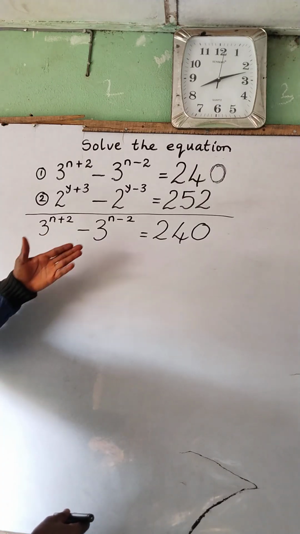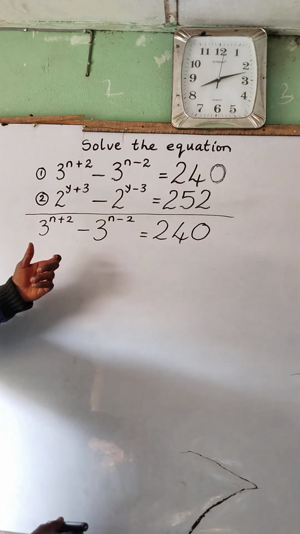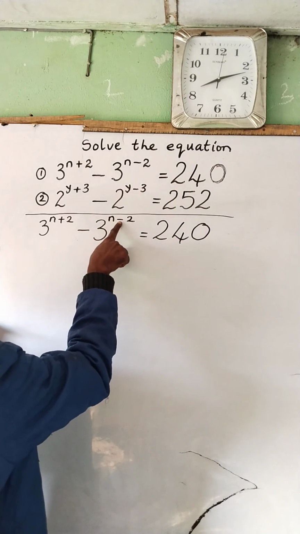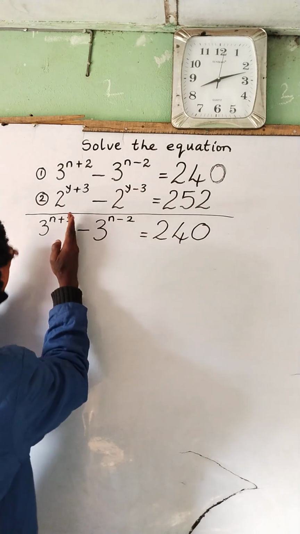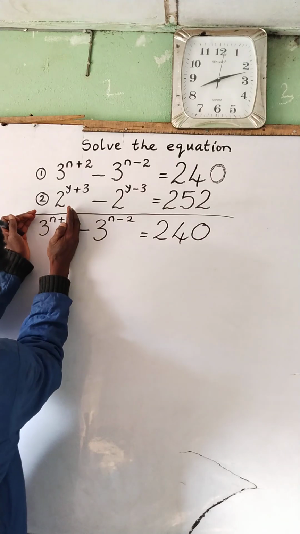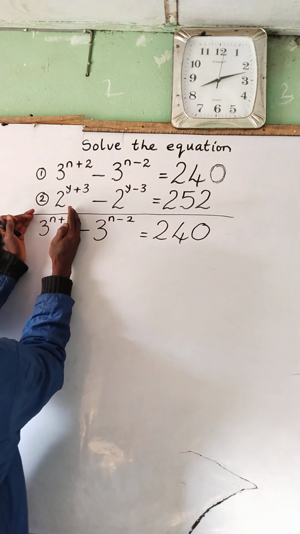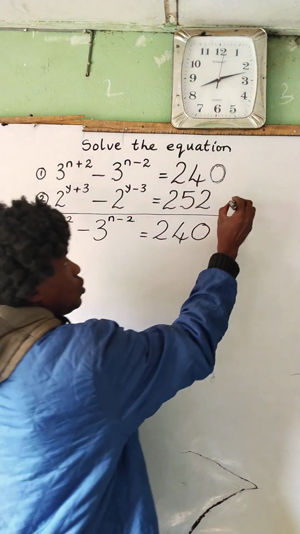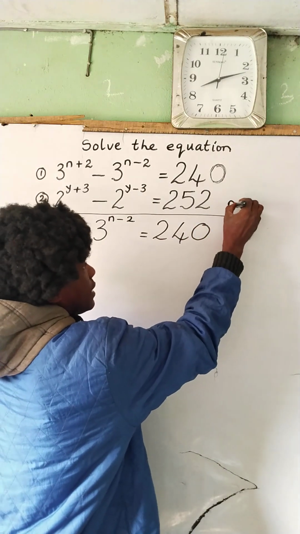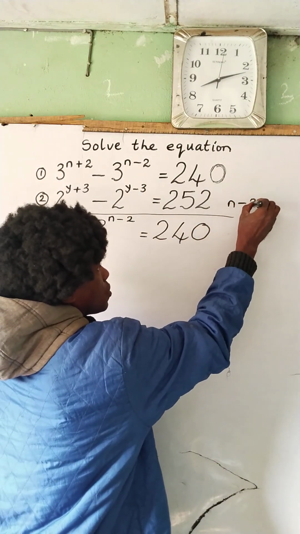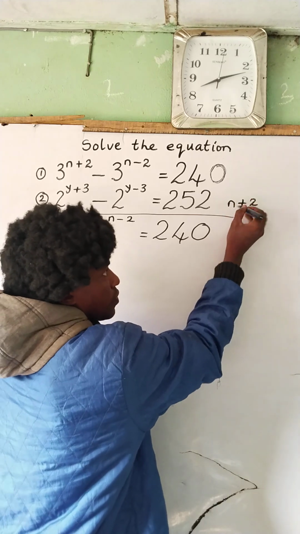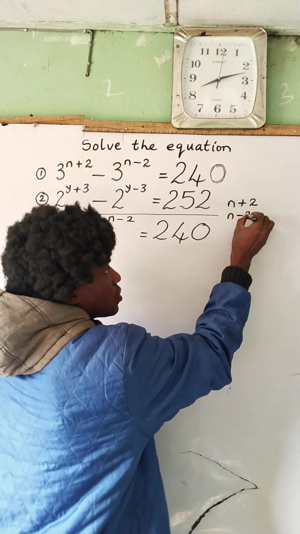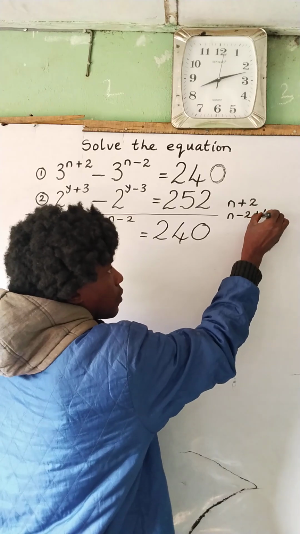Plus 2. Now for me to solve this thing, I will think of what I will do so that this n minus 2 that we have here will also appear here. How will I do that? Something will come to my mind. Do we know that n plus 2 is the same thing as n minus 2 plus 4?